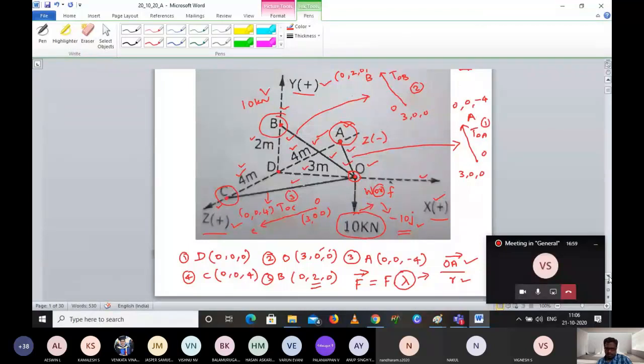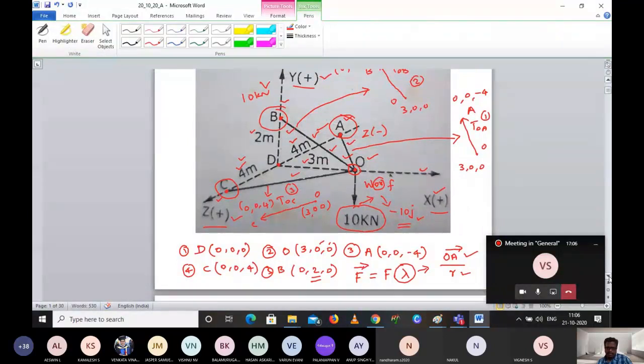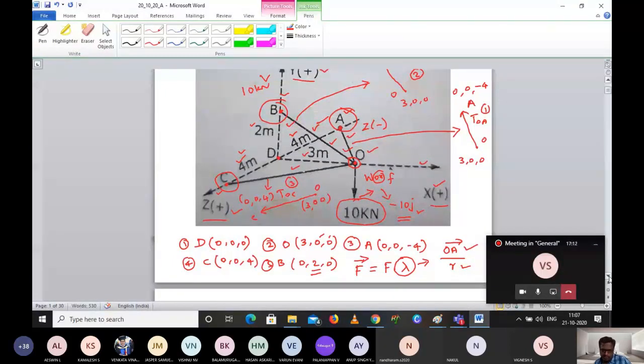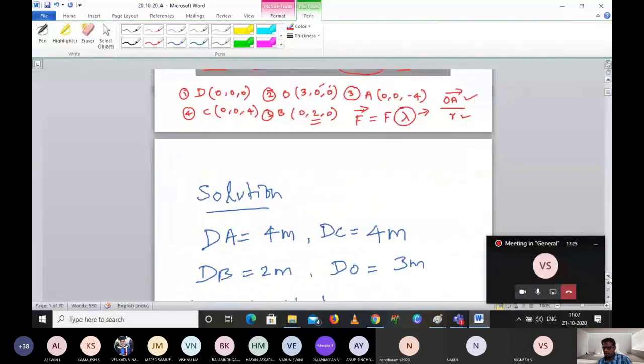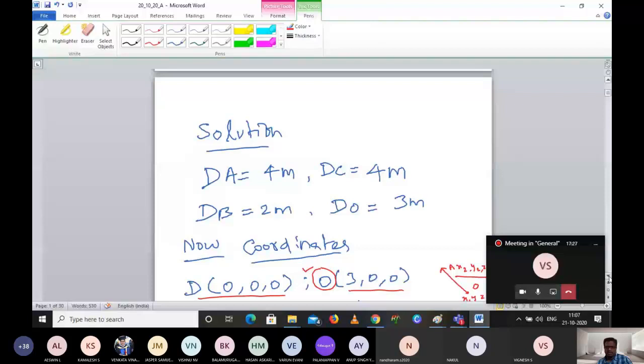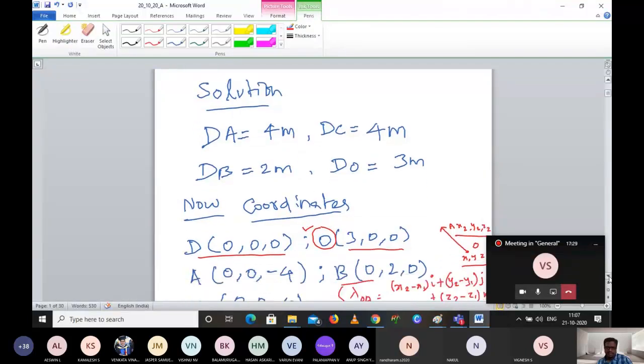D is 0, 0, 0 and O is 3, 0, 0 and then A is 0, 0, minus 4. All these things we have calculated. Why we have calculated means, based on the question we have to calculate the magnitude of the force. Three tensions are acting in this problem, that is TOA, TOB and TOC. To calculate that we know the formula: you have to calculate the unit vector and multiply it with the magnitude that is given.